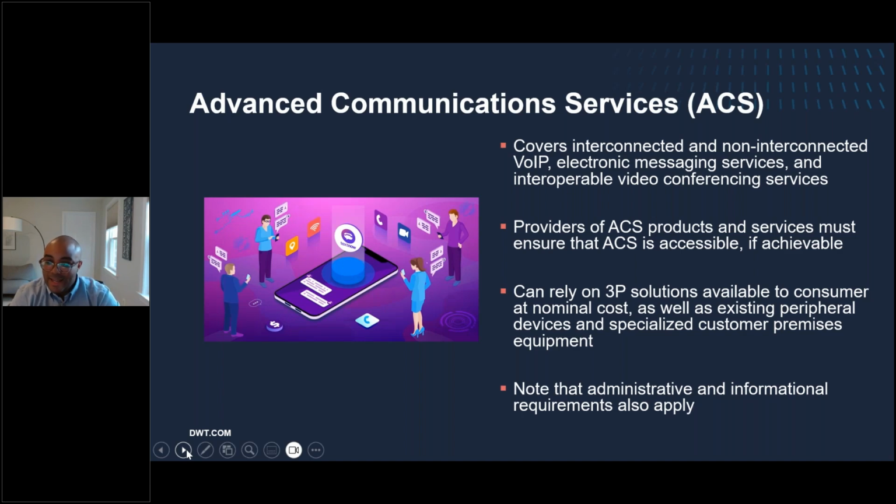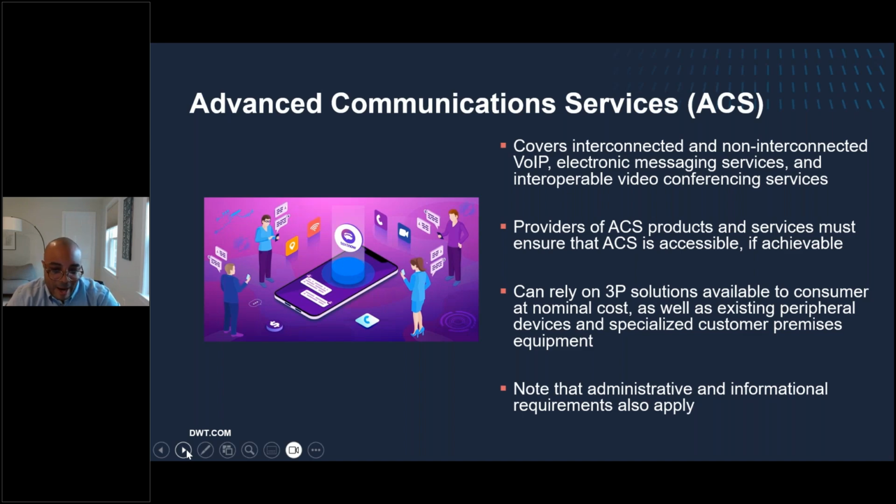And then interoperable video conferencing services. Notwithstanding the word interoperable, this actually applies to basically any service that enables real-time video communication capability. And so again, Teams, Cisco WebEx, those kinds of products would be covered here as well.